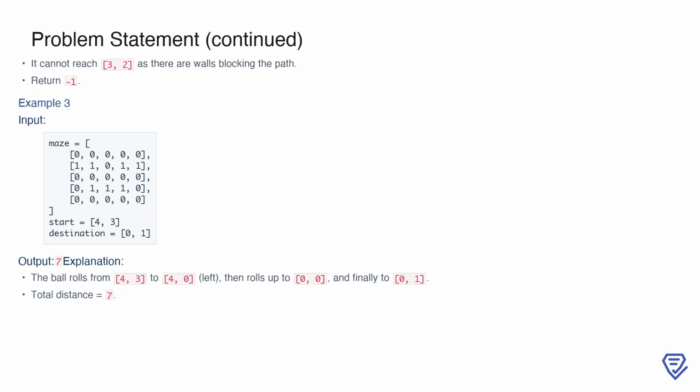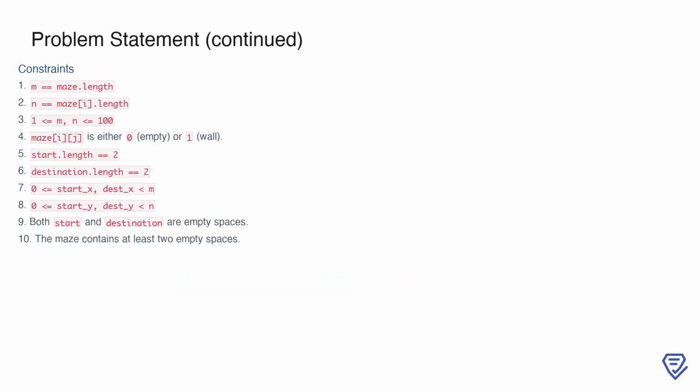Here's another example with a different maze. The ball starts at (4, 3), and needs to reach the destination, (0, 1). To do this, the ball first rolls left to (4, 0), then rolls upward to (0, 0), and finally rolls right to (0, 1). The total distance traveled in this case is 7. This demonstrates how the ball can take multiple directional rolls to reach its goal, and the shortest valid path is what we are calculating.